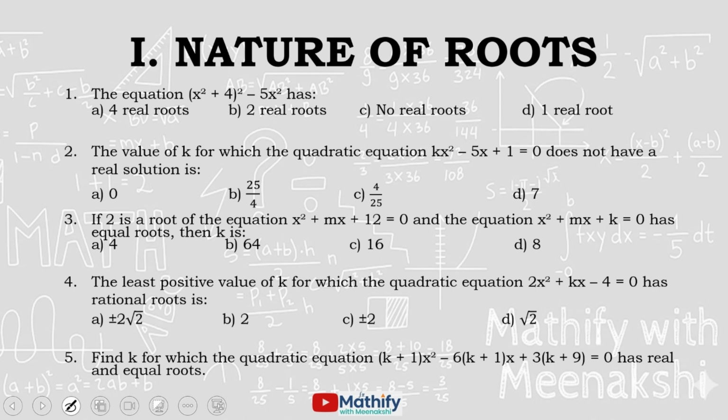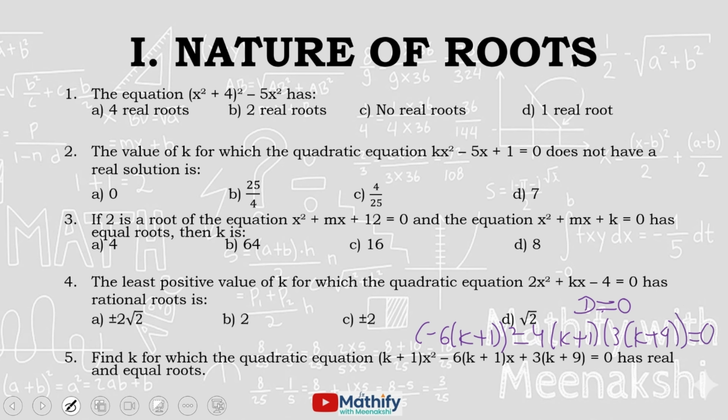Find k for which the quadratic equation has real and equal roots. Again, equal roots means that the discriminant should be 0. So again, you will solve b square minus 4ac is equal to 0. So let's solve b square, that is minus 6k plus 1 whole square, minus 4ac. A is k plus 1 and c is 3k plus 9. So this you have to equate as 0.